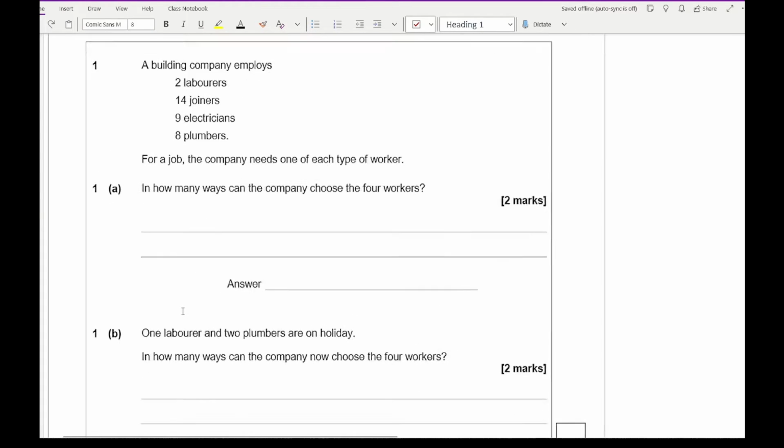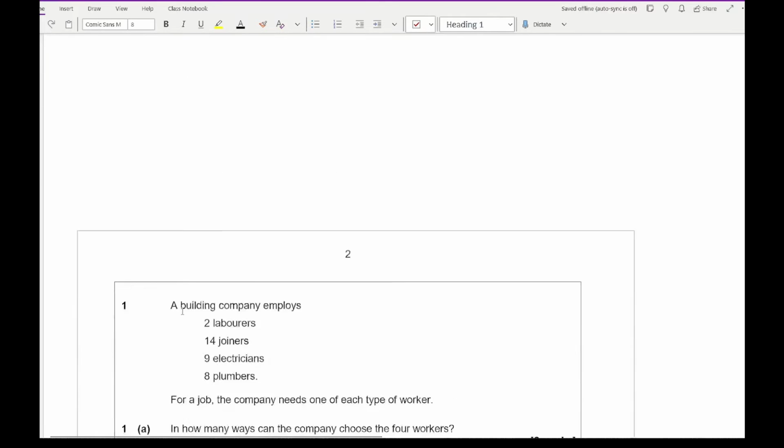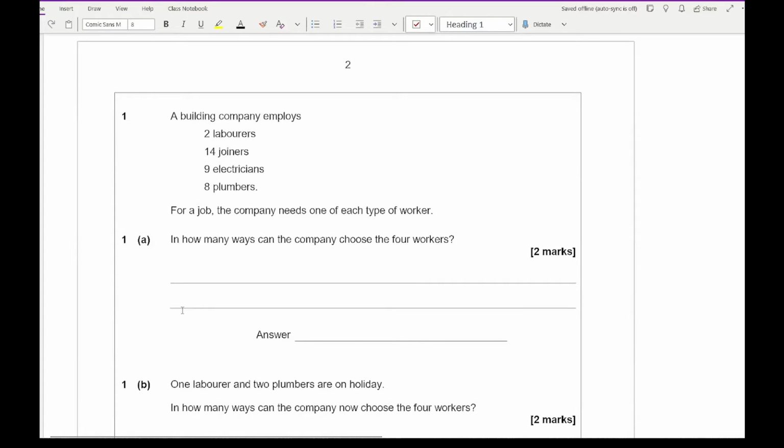So let me just zoom in so we can see it clearly on the screen. It's just messed up the screen. So the first question says, a building company employs 2 labourers, 14 joiners, 9 electricians and 8 plumbers. For a job, the company needs one of each type of worker. In how many ways can the company choose the 4 workers?